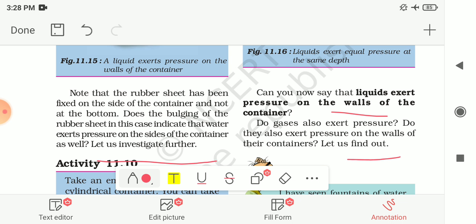Now the question is, this is about liquid. Now what about the gases? Do gases also exert pressure, and do they also exert pressure on the walls of their containers? So now let me find out through some examples.